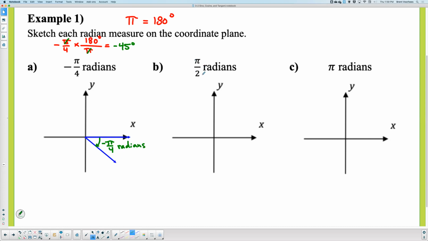Okay, what about pi over 2? I already gave you that one. Do you remember where that was located? It's equivalent to 90 degrees. Now, you said it's positive. So which way do I rotate this time? Counterclockwise. So tell me when I go 90 degrees.